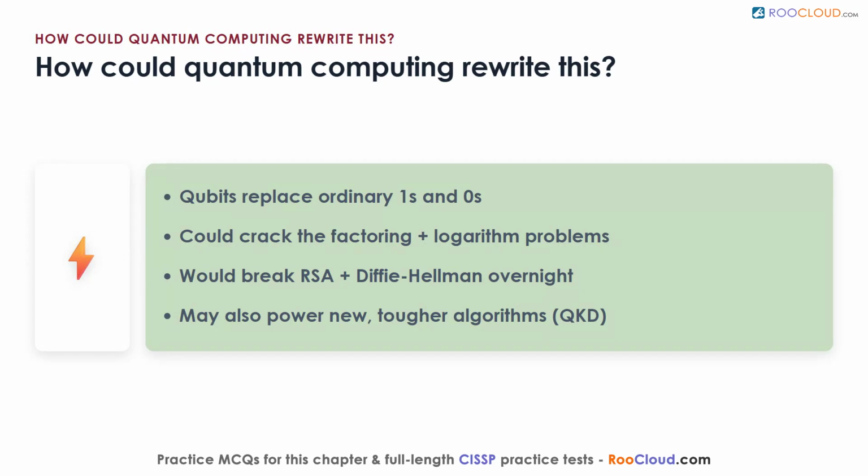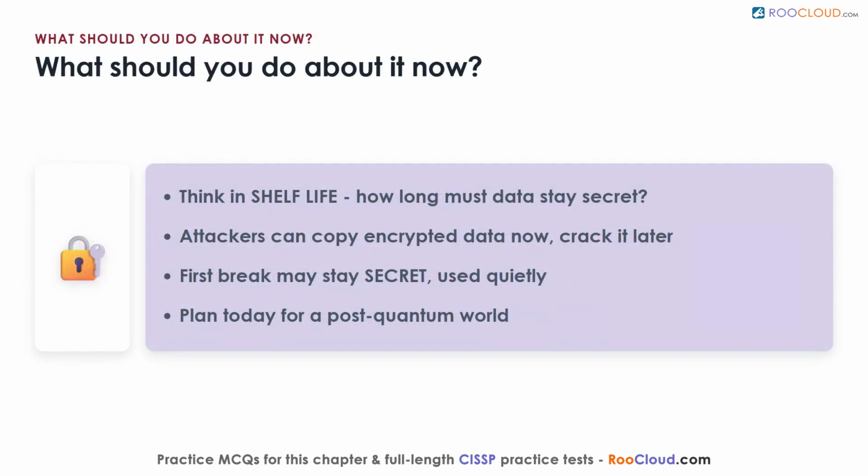How could quantum computing rewrite this entire field? Quantum computing swaps the ordinary 1 and 0 bits for quantum bits, or qubits, that behave in richer ways. It is still an emerging research area with no practical machine yet built, but if a genuinely powerful quantum computer arrives, it could solve problems that stump every classical computer. That includes the very factoring and logarithm problems that RSA and Diffie-Hellman depend on, which would render them insecure overnight. The same technology could also power new, tougher algorithms. Researchers have already built lab versions of quantum key distribution, a quantum way to establish a shared secret, though it too remains experimental.